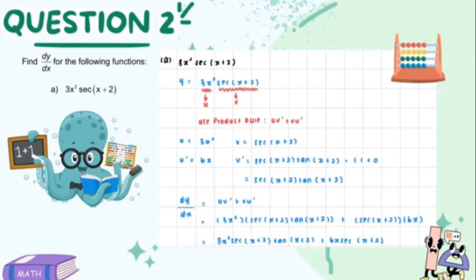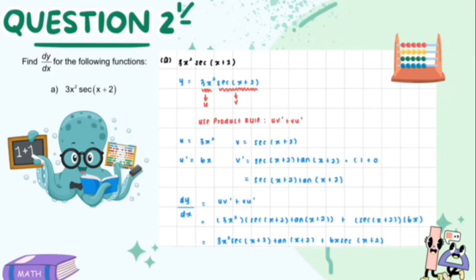To solve this, we apply the product rule. The formula of the product rule is uv prime plus vu prime. Let u equal to 3x squared. So, we must differentiate this to get u prime. So, the answer is 6x. Then, let v equal to secant of (x plus 2). To get v prime, we must differentiate one by one.